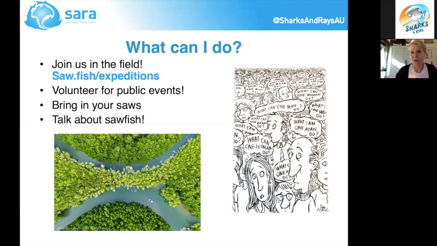We need to make sure that these animals are not forgotten, and that they will be remembered, and that we understand that these animals are slowly declining, and so that everybody who accidentally catches a sawfish knows how to look after them and to release them, and understands that it depends on all of us to do the right thing.